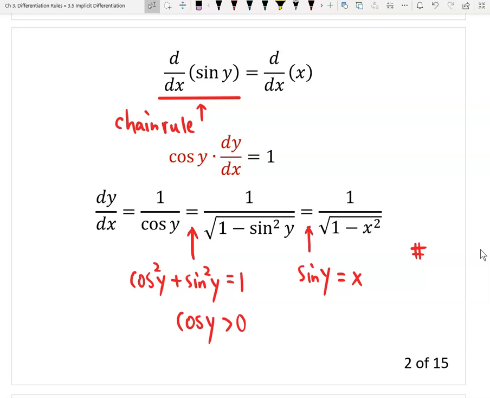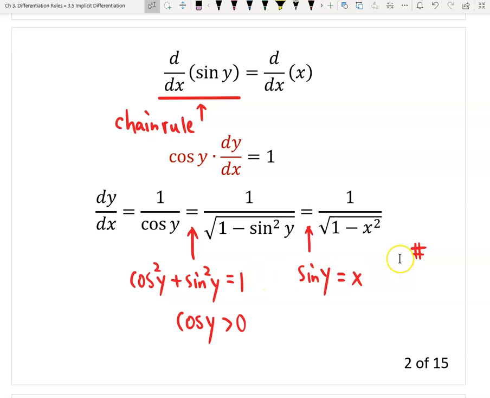We can summarize a little. So look, it's not difficult. All we need is implicit differentiation, and also pay attention to the chain rule. And another is the trig identity. We learned that from trigonometry a long time ago.